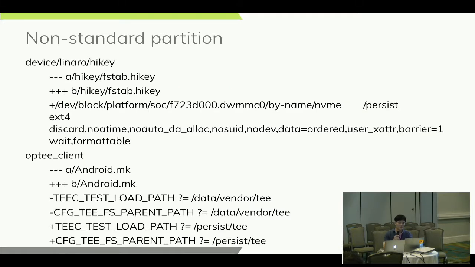This is just a patch that we had to do, where in the fstab file we're adding this NVMe partition, and we're just mounting it as ext4 so that we can read and write to it. In this case, you also have to patch the Opti client to change the default secure storage path from the original data/vendor/t to persist/t.